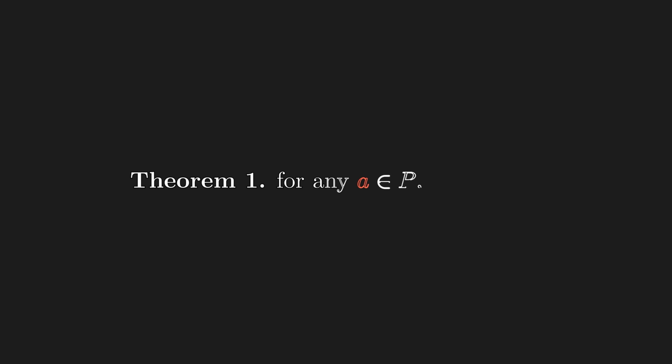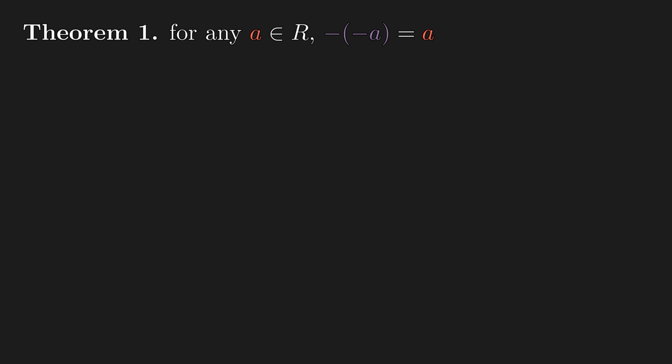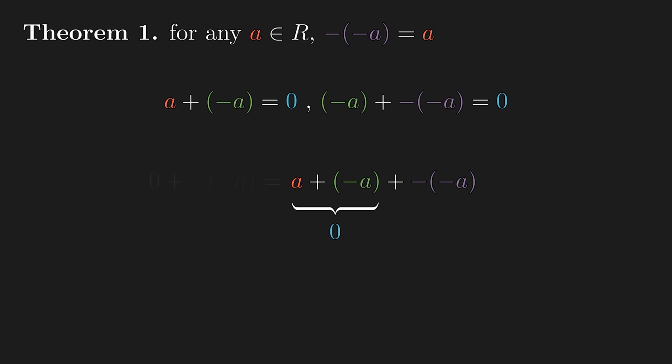The first theorem that we are going to prove is that the additive inverse of the additive inverse of any element A is equal to A itself. By the definition of additive inverse, A plus negative A is equal to the additive identity, the zero. And similarly, negative A plus its additive inverse is also equal to 0. So, if we look at A plus negative A plus negative of negative A, the left two terms add to 0, so we get negative of negative A. And similarly, the right two terms add to 0, so we get A. And this shows that taking inverse twice gives you the original element.